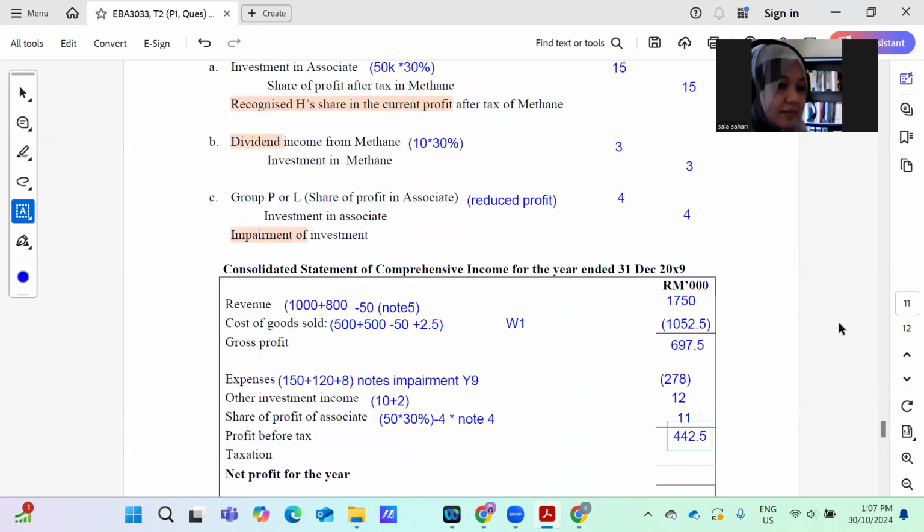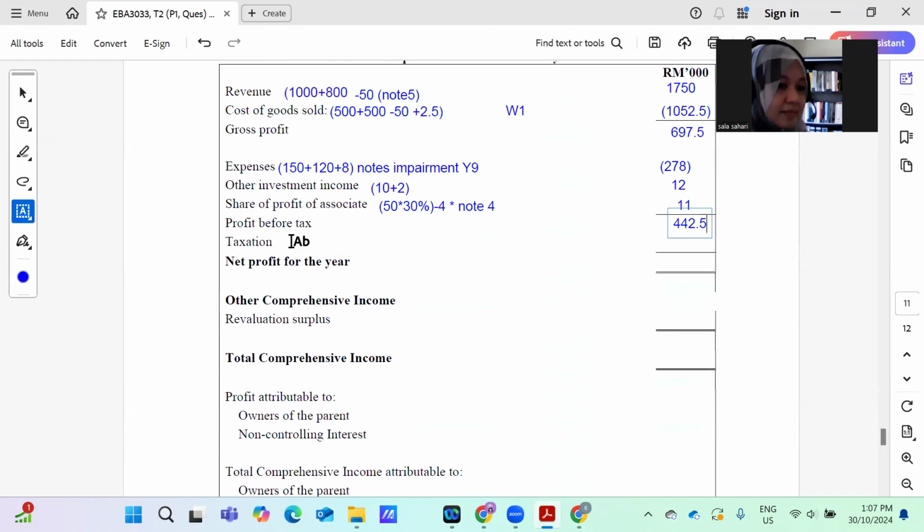So we go here, tax 109, we plus with 42. So you should get 151. So it's direct, just H plus subsidiary only. And then you get the balance of 291.5. So this is what we call net profit for the year.